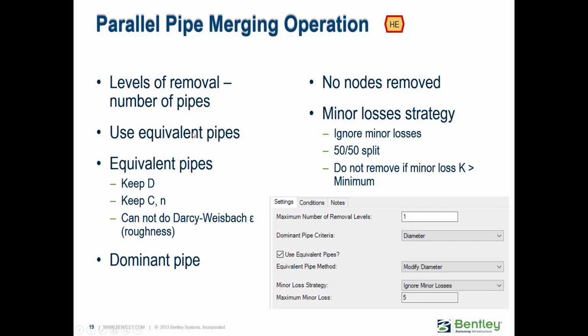Okay, parallel pipe merging is another Skelebrator option. So that's a different type of run. That one's also hydraulically equivalent, that's the HE. As the name would indicate, it's merging pipes that are parallel.